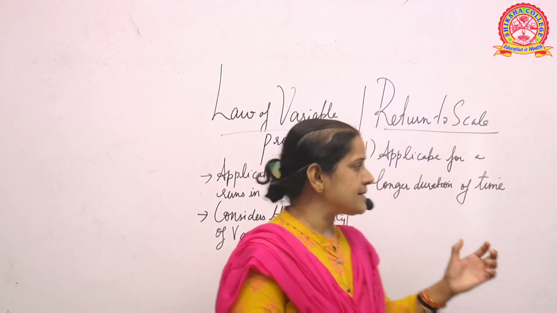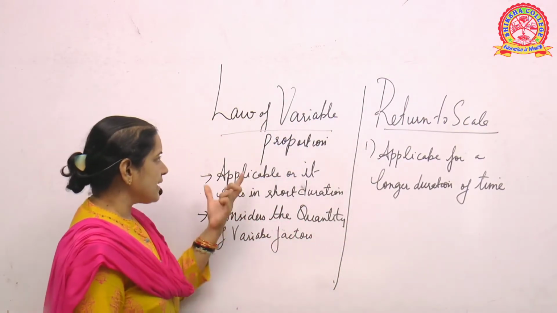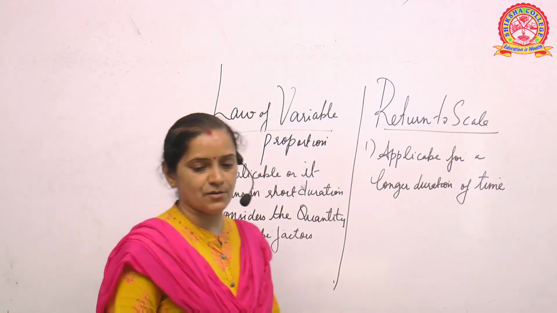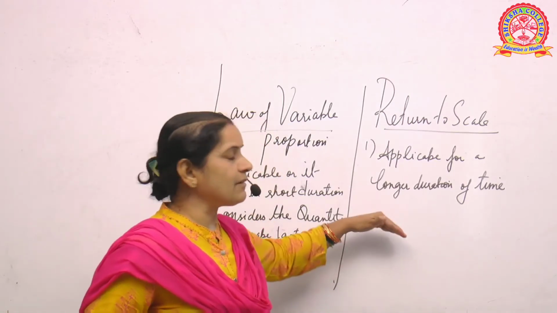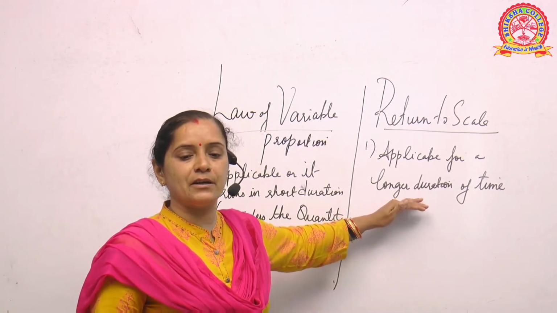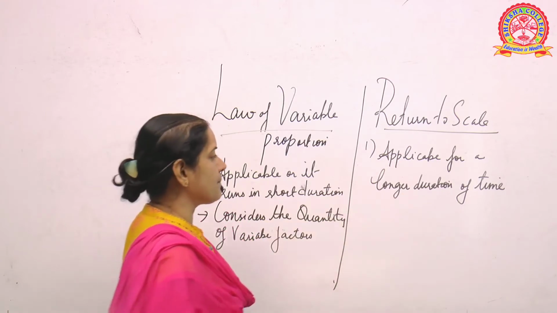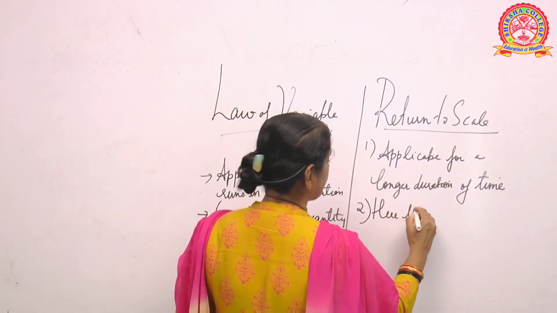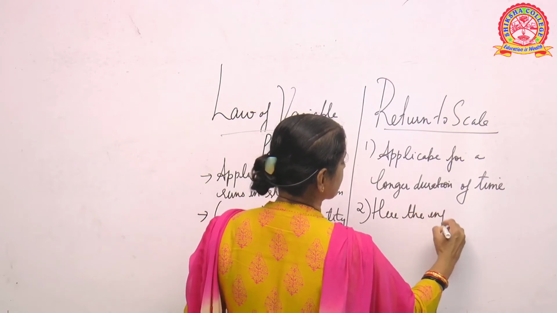So here the second difference states that the law of variable proportion considers the quantity of variable factors only. But when we are discussing return to scale, it is talking about the input differing.